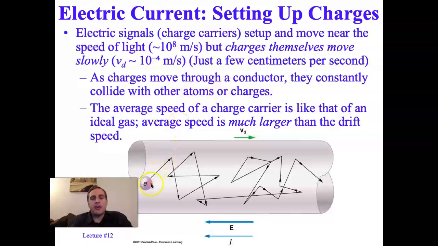Notice if an electron is moving to the right in this diagram with a certain drift speed, the electric field's actually in the opposite direction, and the direction of the electric current, the conventional current, is in the opposite direction. Because remember, positive charge carriers would move left if electrons move to the right.